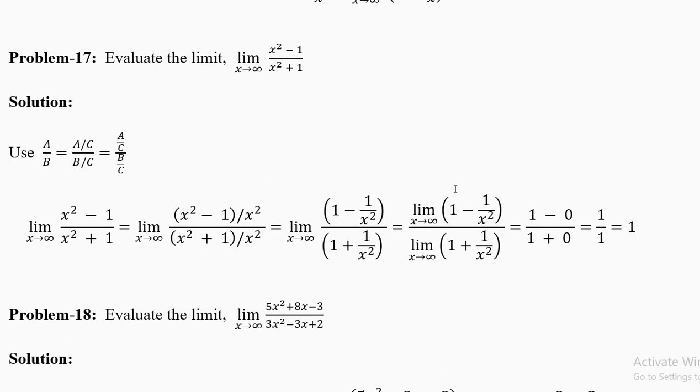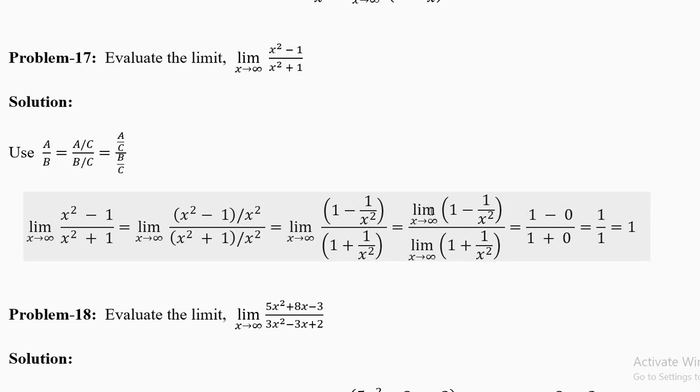Now let's look at the 17th question. Again it is (x square minus 1) divided by (x square plus 1). Do not try to factorize, do it directly. Now divide with x square. The biggest power is x square. Divide x square up, x square down. You'll get (1 minus 1 by x square) divided by (1 plus 1 by x square).